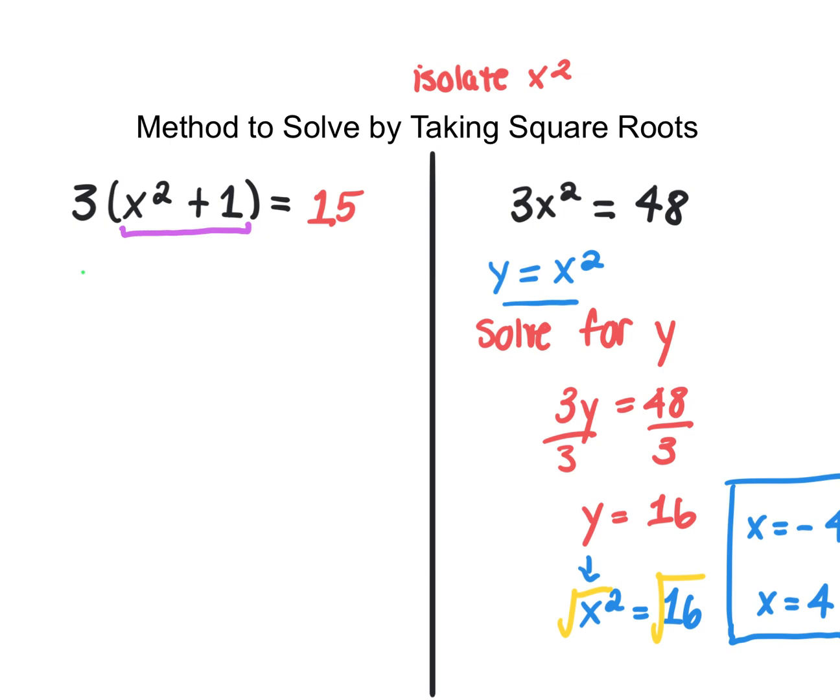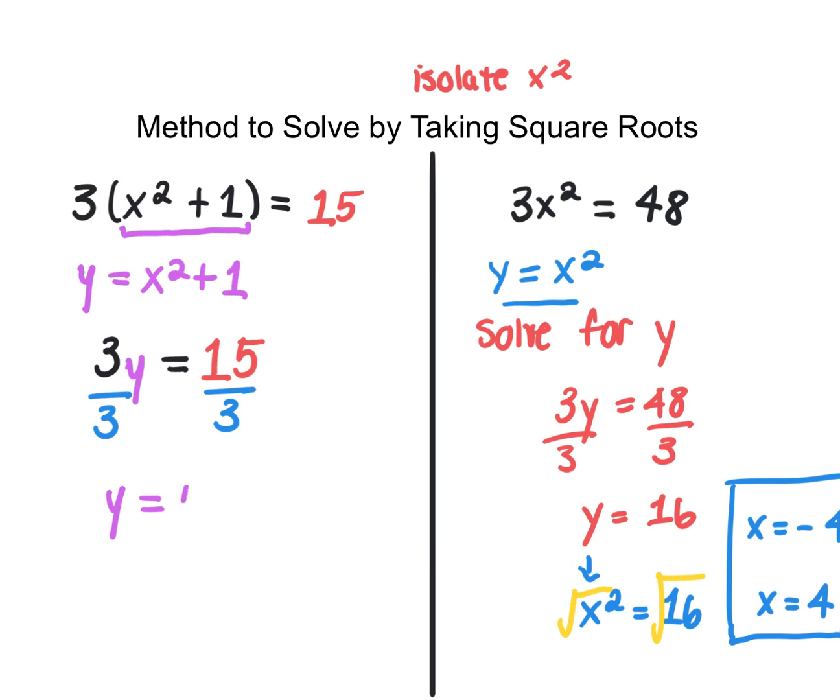Sorry. Okay. Now we're going to say y equals x squared plus 1. So then we're going to have 3 from before, that same y we have right above, and it's going to equal 15. Then we're going to divide both sides by 3. We get y equals 5. And now we substitute back in the expression we had before.